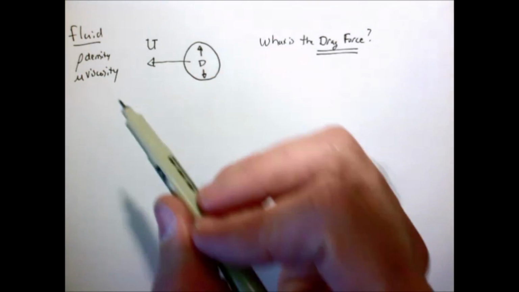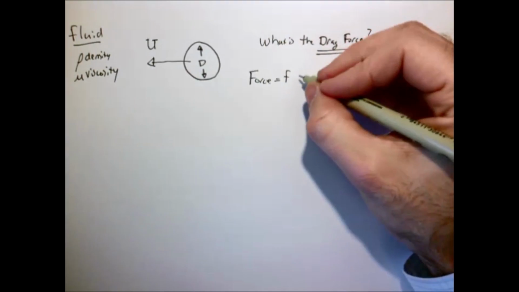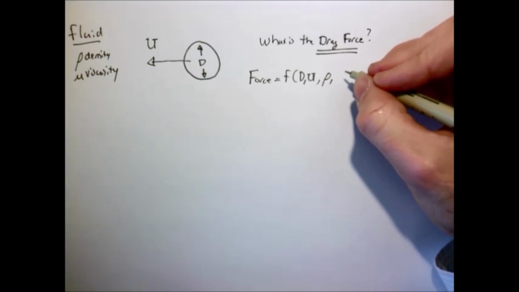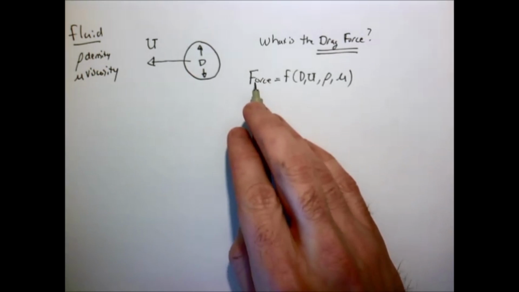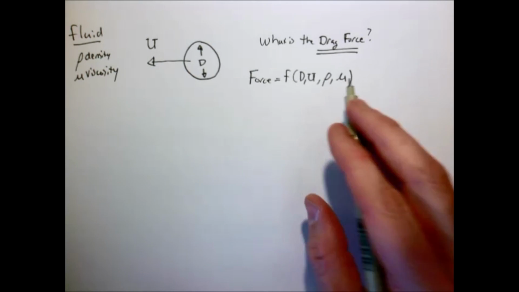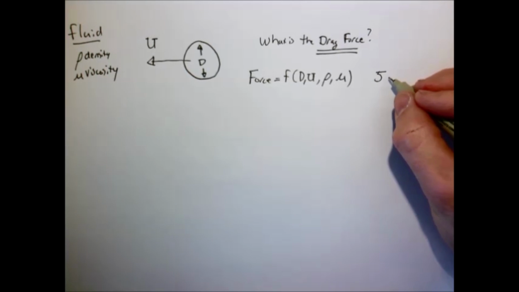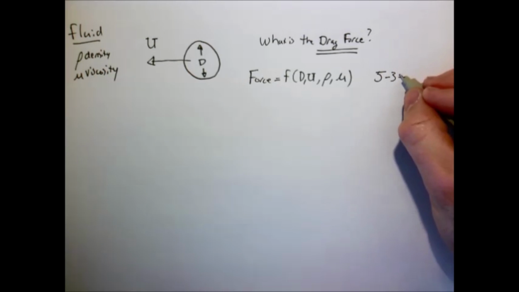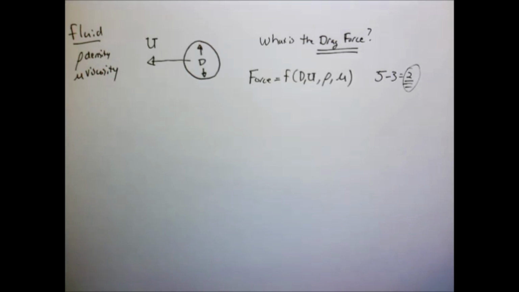Actually, let's do something else first. Let's count. So we want to know the drag force, and it's going to be a function of diameter, velocity, density, and viscosity. So we have 1, 2, 3, 4, 5 things, 5 parameters expressed in 3 dimensions, because we're going to find these have only mass, length, and time. So the Pi theorem should tell us that there should be 2 parameters left when we're done. So now let's write out our table.